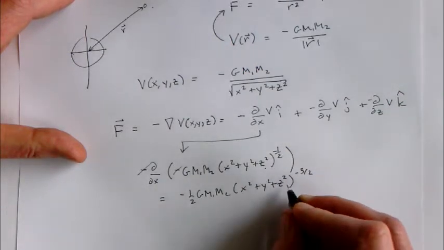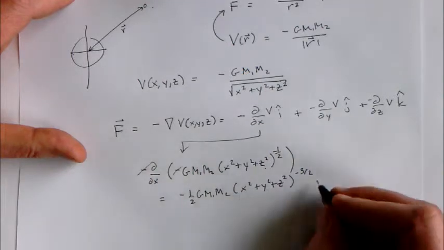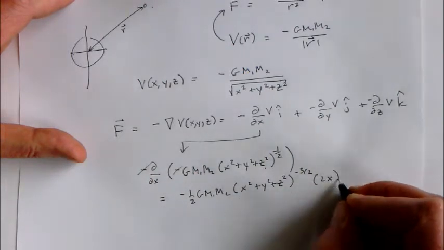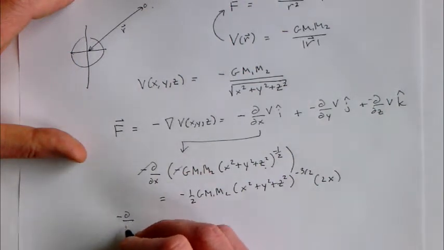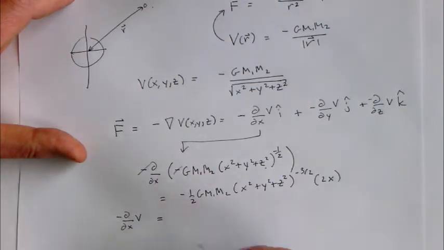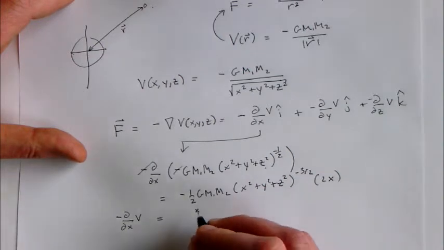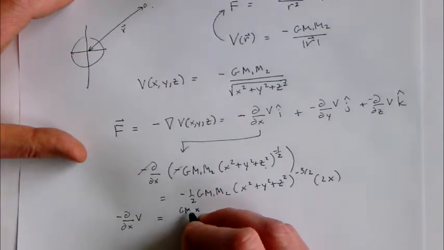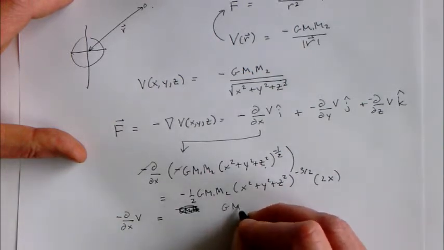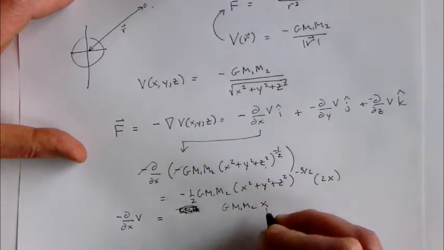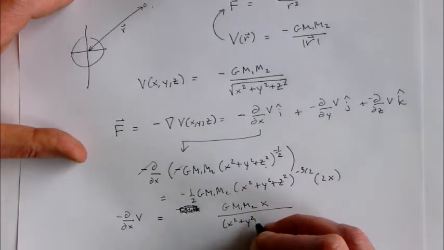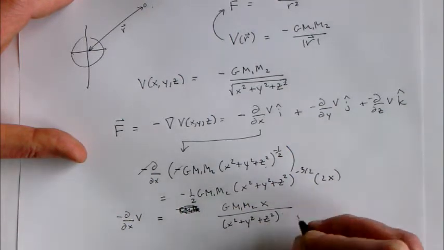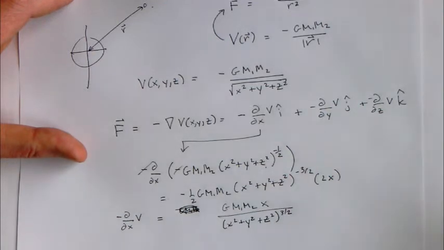But then I need to chain rule this, and so I'm going to also pick up a factor of 2 times x from the x squared, right? So that gives me minus the partial with respect to x of the potential is G m1 m2 times x, all divided by x squared plus y squared plus z squared to the 3/2 power. Okay.